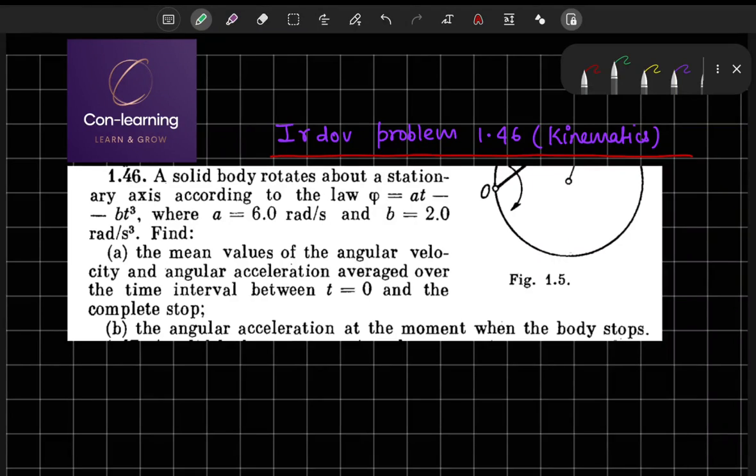Hello everyone, in this video we are going to solve problem number 1.46 from Irodov, and that is related to kinematics. So let us first read out the problem and then we will solve it step by step. A solid body rotates about a stationary axis according to the law phi is equal to at minus bt cube, where a is equal to 6 radian per second and b is equal to 2 radian per second cube.